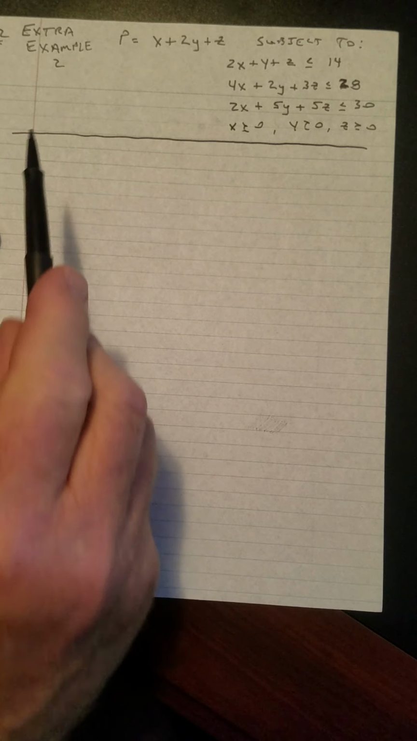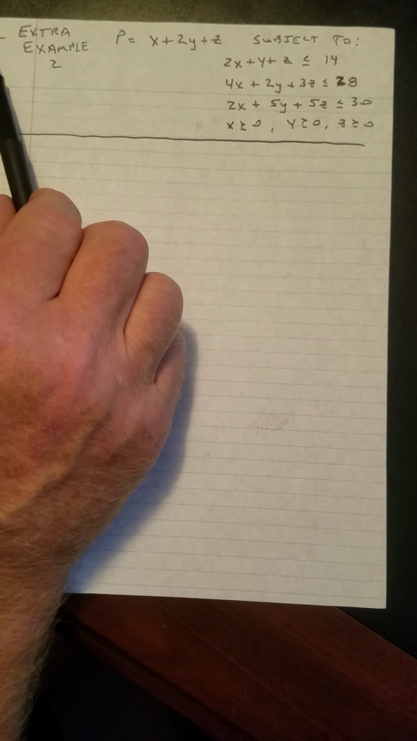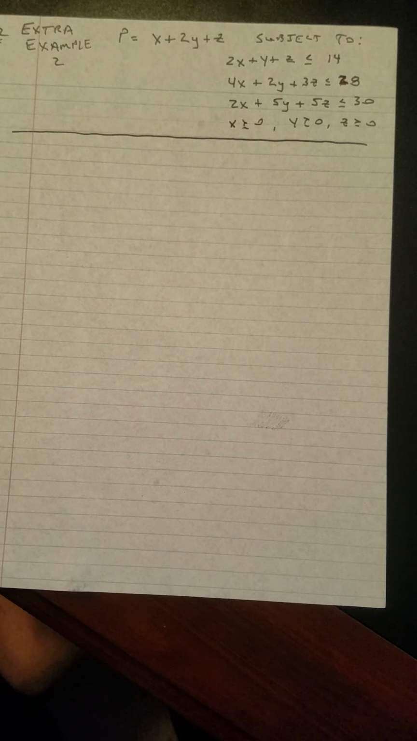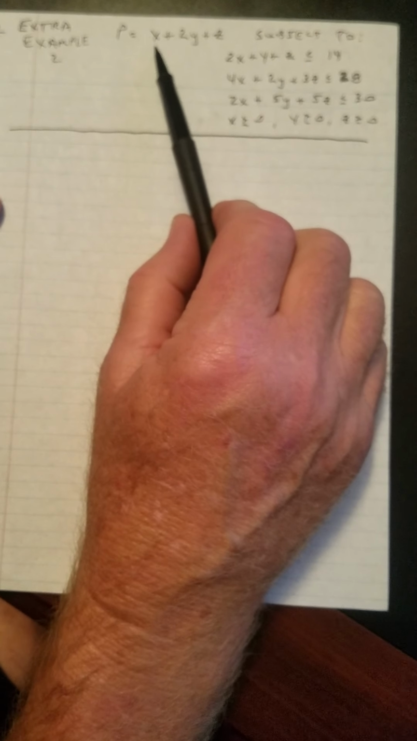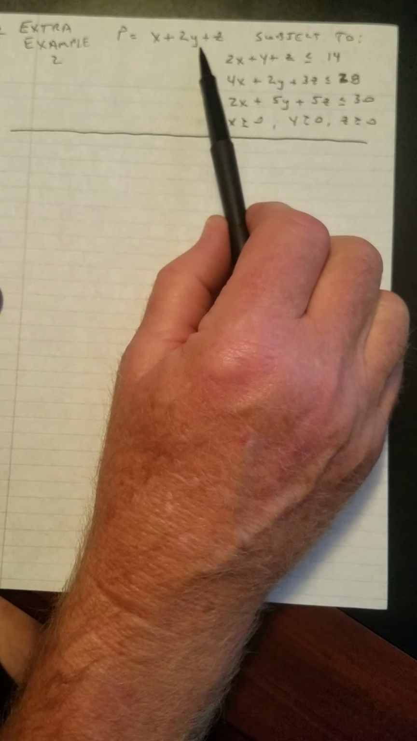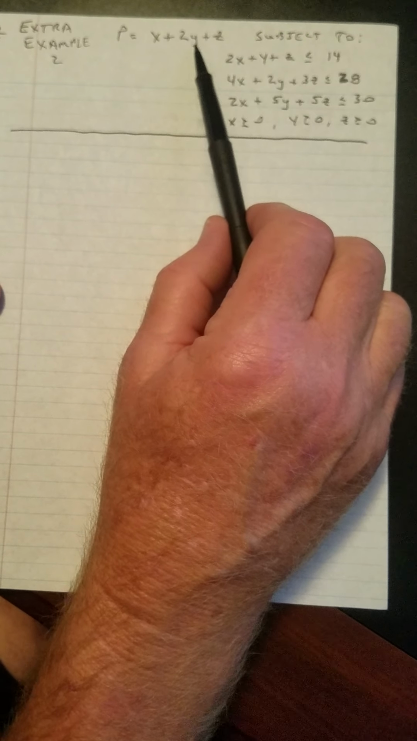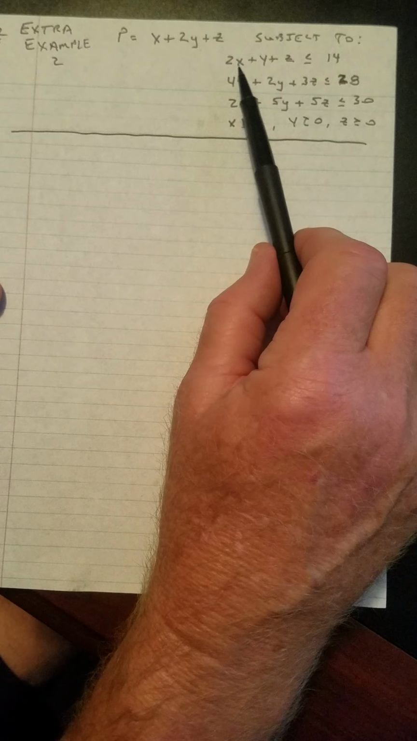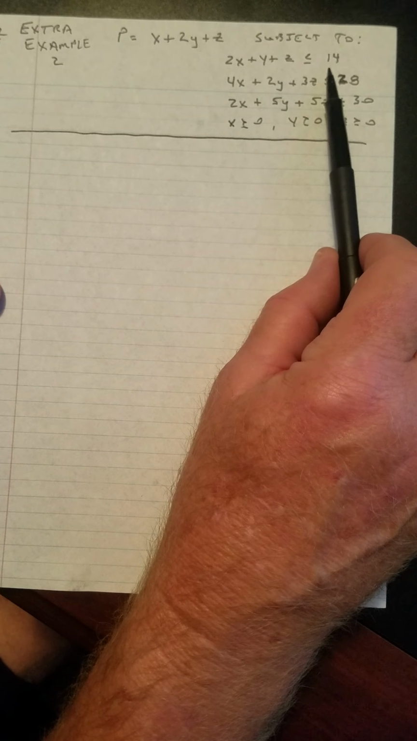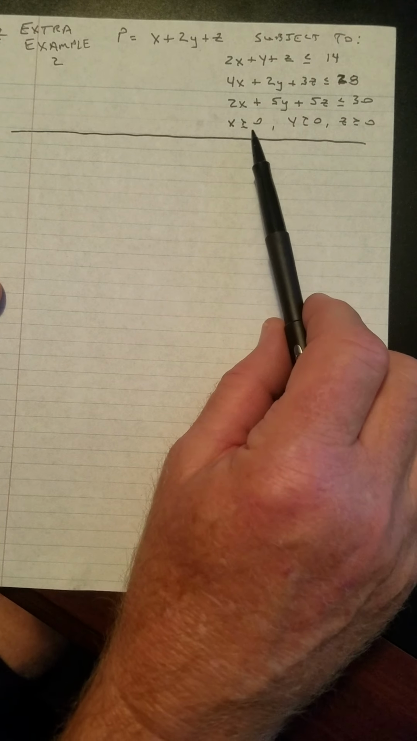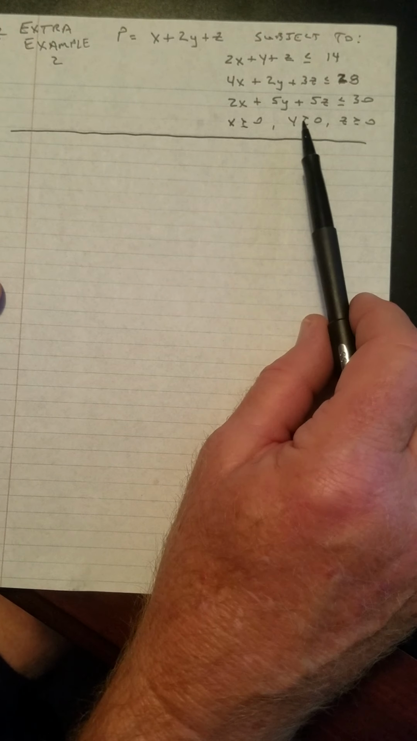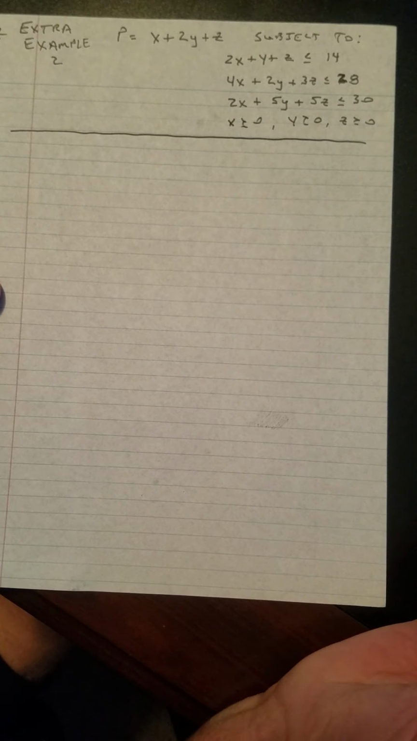Together another example, and ACE, this will be titled 4.2 extra example 2, and you can see what I have up here. My profit function is x plus 2y plus z, so we got three variables, and then the constraints are 2x plus y plus 2z less than or equal to 14, 4x plus 2y plus 3z is less than or equal to 28, 2x plus 5y plus 5z is less than or equal to 30. And then, of course, you've got x greater than or equal to 0, y greater than or equal to 0, and z greater than or equal to 0.